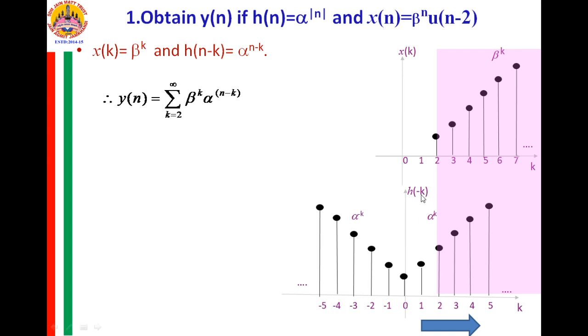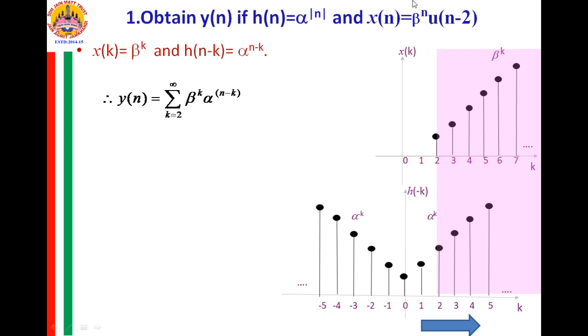That is another 2 times. If you shift h of 2 minus k, still the amplitude of this h of n minus k will be alpha raised to n minus k. After that, there will be 2 amplitudes. So we shall concentrate on it later on. Right now, let us evaluate this summation expression, where summation k from 2 to infinity beta raised to k alpha raised to n minus k. How to evaluate? What is the evaluation of this expression?